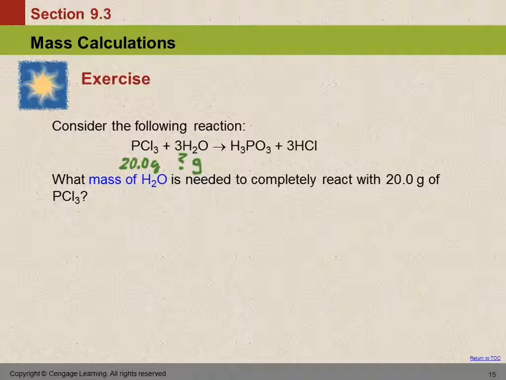So the path is what? Grams to moles to moles to grams. Okay, so grams to moles to moles to grams. Grams of what? Grams of the thing they give you the number for. PCl3.